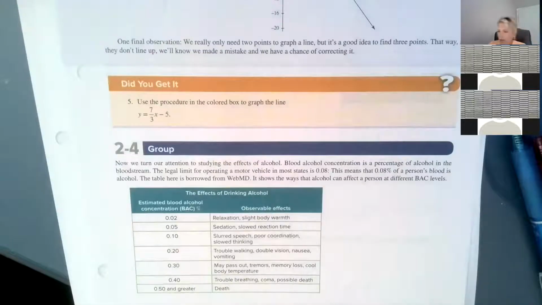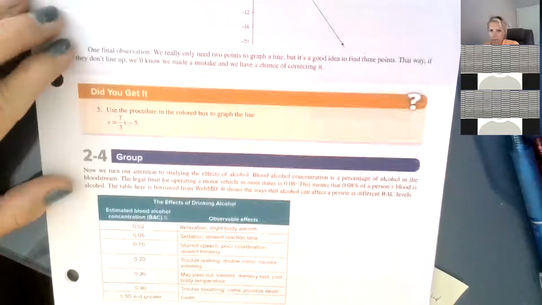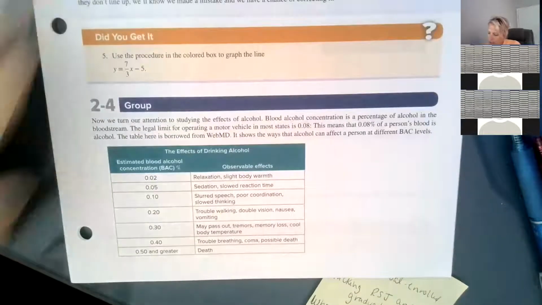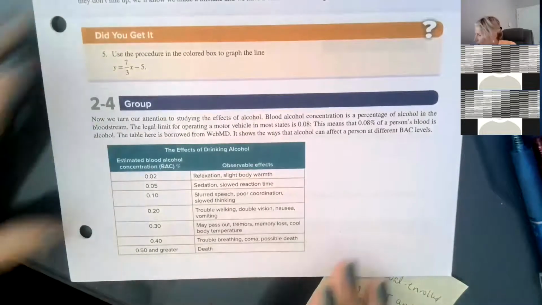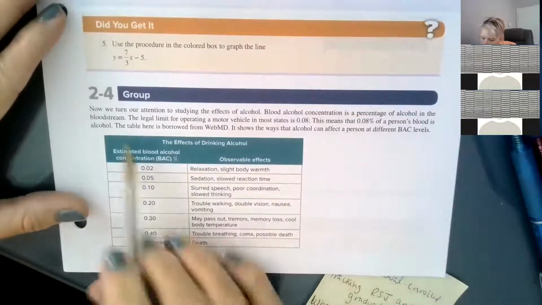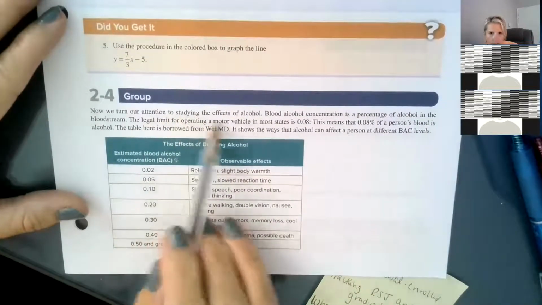2-4 is kind of a longer lesson just because we want to give you lots of different stories to work around here. This is a good one, and we'll get started with it today and see where we end up. So it says, now we turn our attention to studying the effects of alcohol.